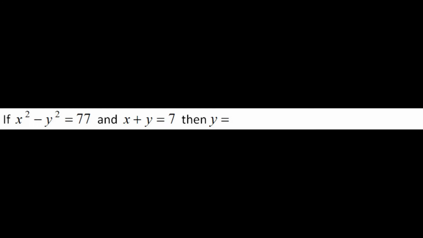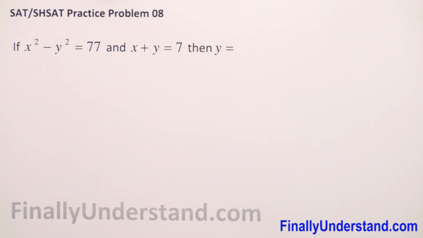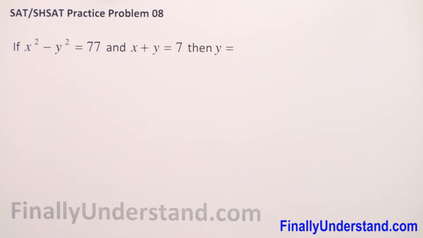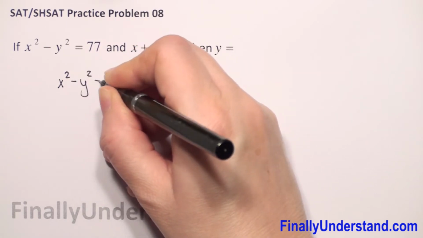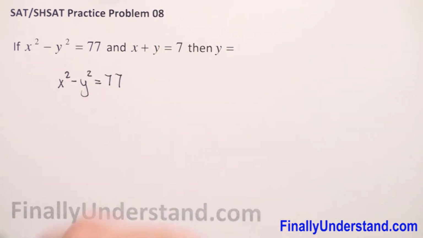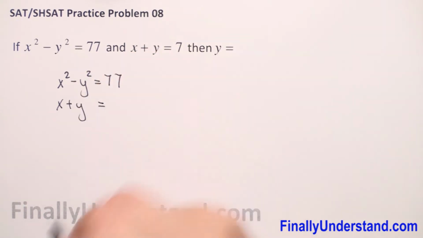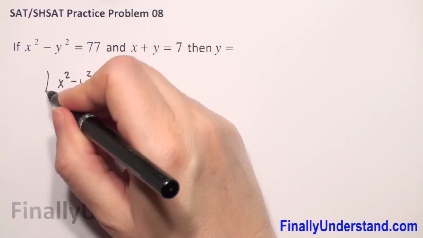If x squared minus y squared is equal to 77 and x plus y is equal to 7, then y is equal to what? We have to find y. So let's see what we have given. We have given that x squared minus y squared is equal to 77, and we have given that x plus y is equal to 7. We have given two equations and we have two unknowns.